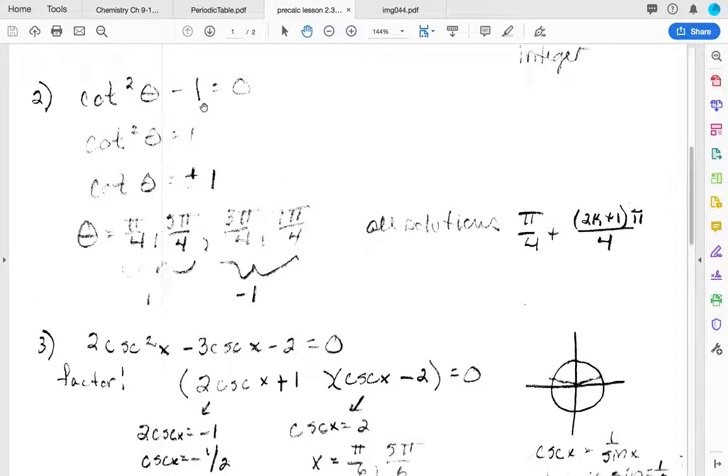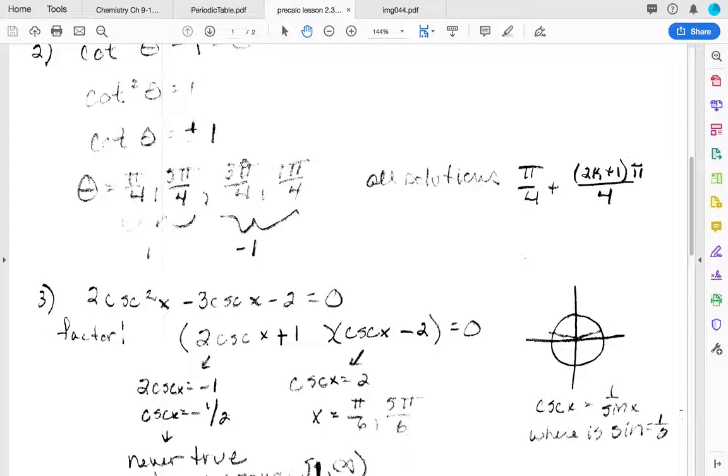Number 2, here's a square function. Cotangent squared theta minus 1 equals 0. We simply add 1 to both sides and get cotangent squared theta equals 1. And we take the square root of both sides, so we have cotangent of theta equals positive or negative 1. That should be a negative. And then again, you're just looking on your unit circle for when cotangent is positive or negative 1. It is positive 1 at pi over 4 and 5 pi over 4. And it is negative 1 at 3 pi over 4 and 7 pi over 4.